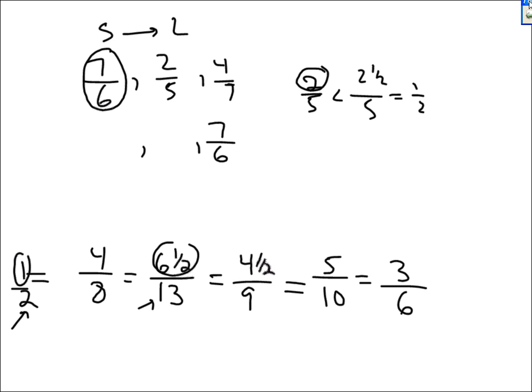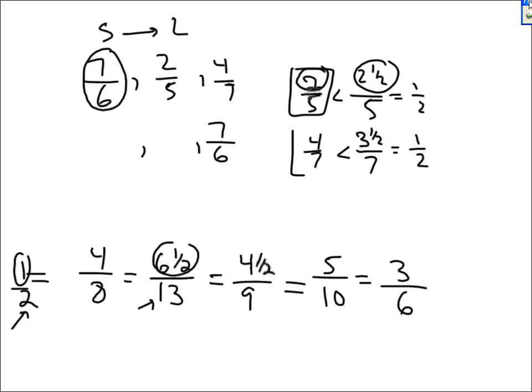You only had 2 slices out of 5. Here you had 2.5 slices out of 5. 2 over 5 is smaller than a half. But you know what? When it comes to 7 in the bottom, 3.5 over 7 is a half. 4 out of 7 is bigger. This number is less than a half. This number is more than a half.